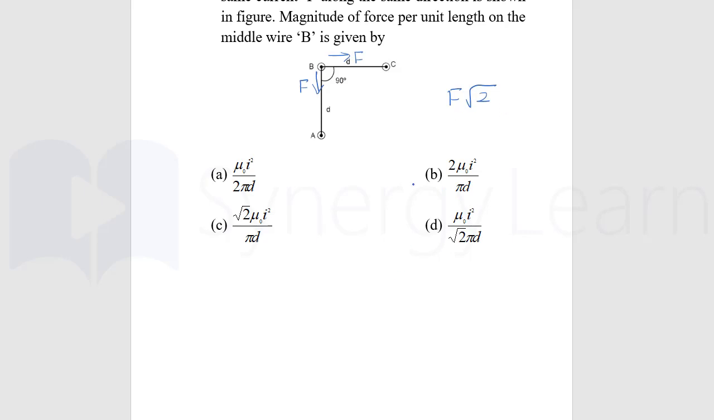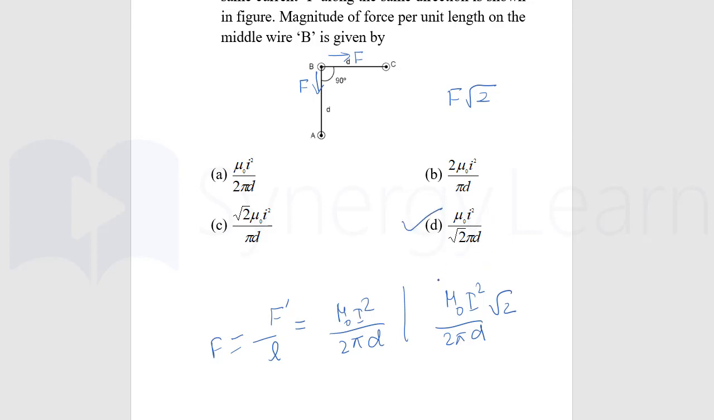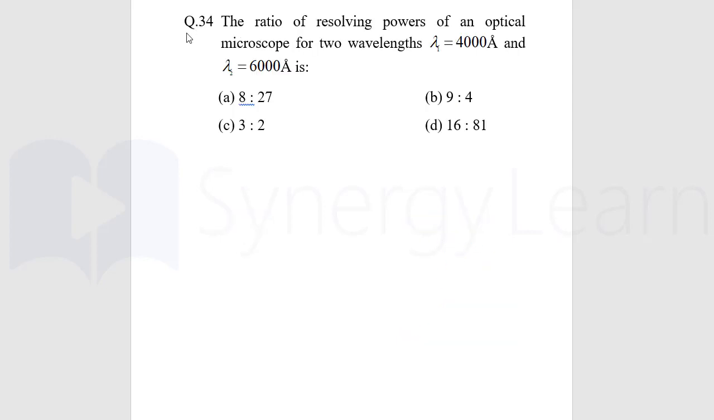The force per unit length is given by mu naught I square by 2 pi d. Multiply it with root 2 or the net force will be mu naught I square by 2 pi d and root 2. So what we have here is mu naught I square by root 2 pi d. Fourth option as correct.